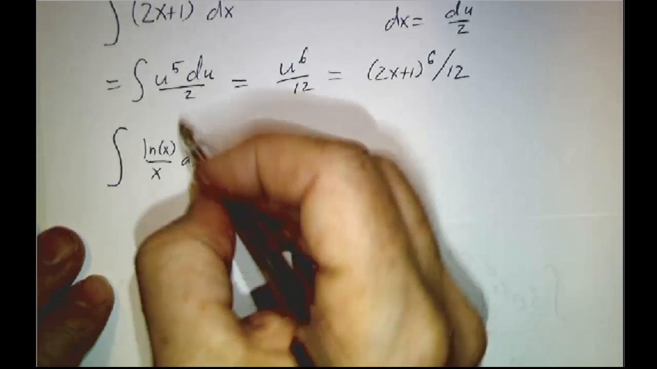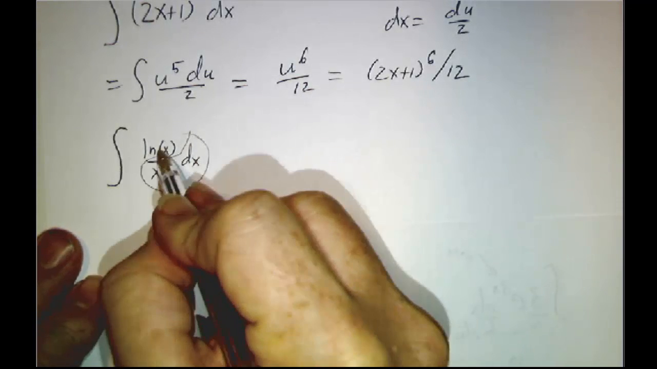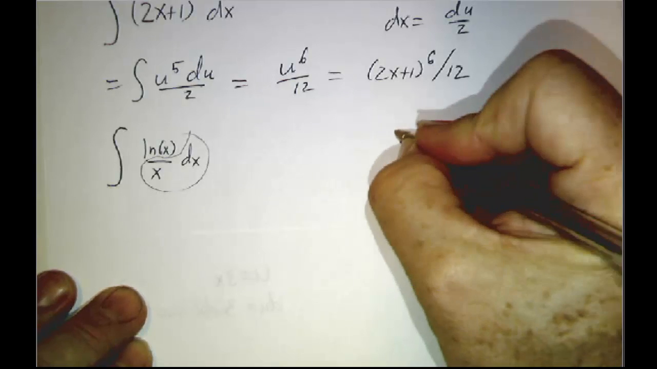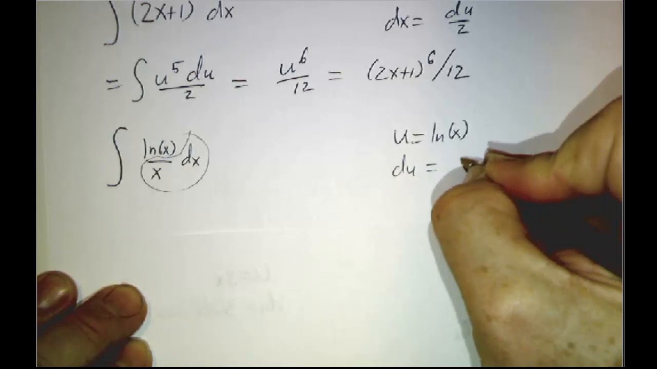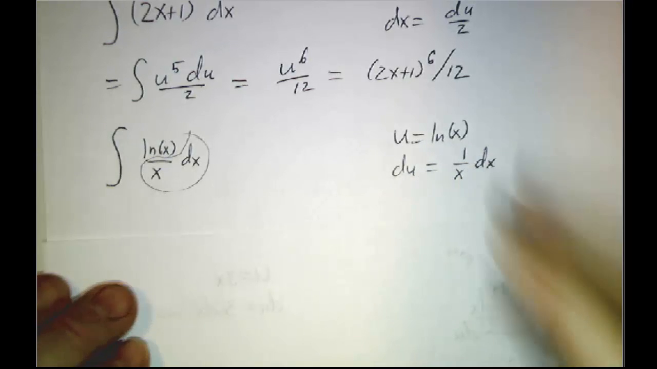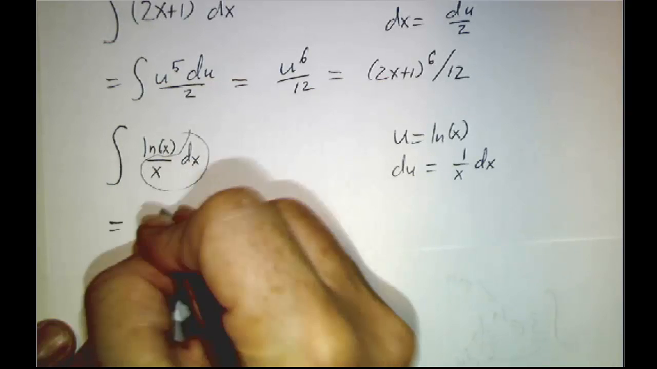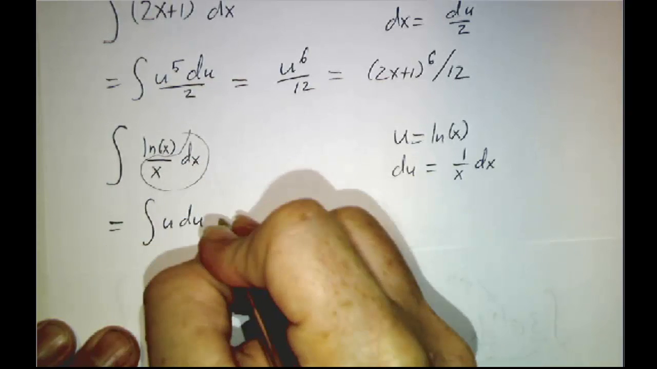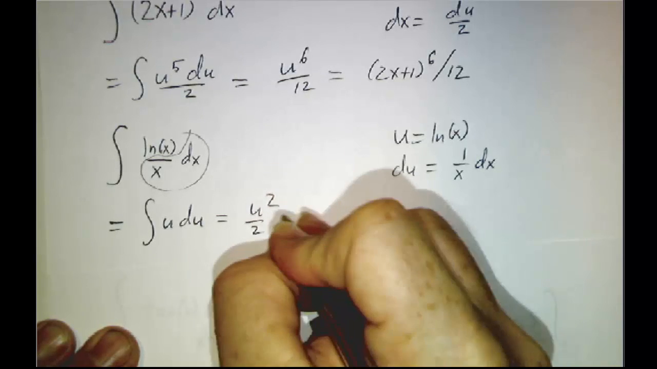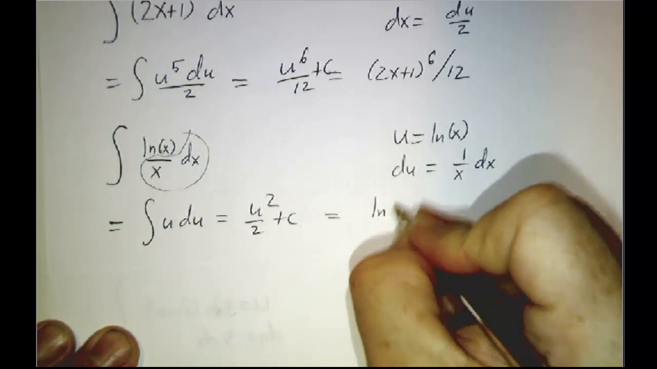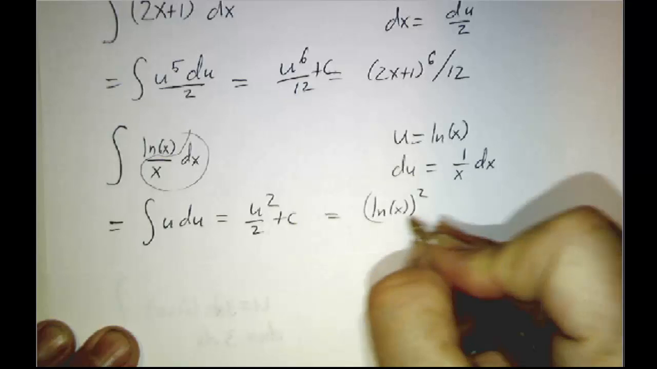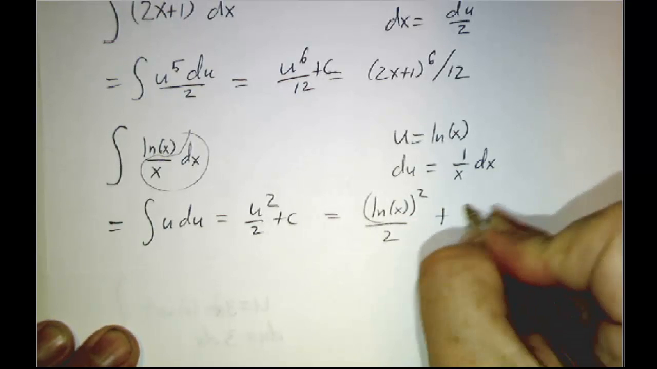What about logs? In this case, it looks a little bad, but we notice that dx over x is the derivative of the natural log. So here, if we let u be the natural log of x, du is 1 over x dx, and voila, this is the integral of u du. That's u squared over 2 plus a constant. I should have said plus a constant over here. And that's natural log of x squared over 2 plus a constant.